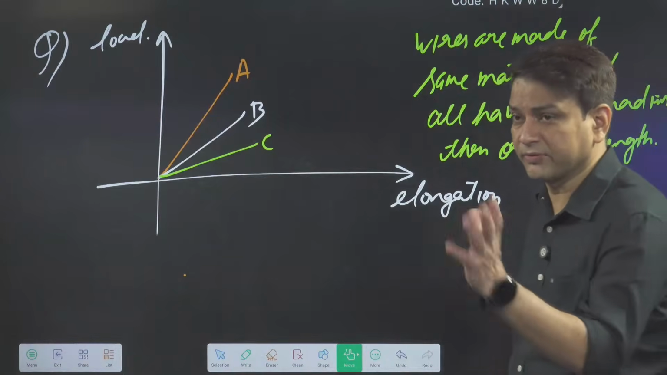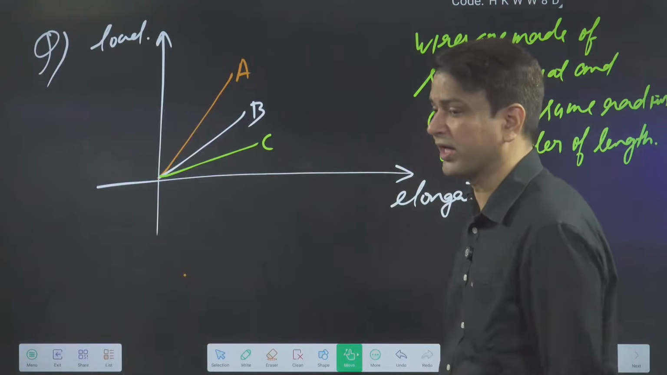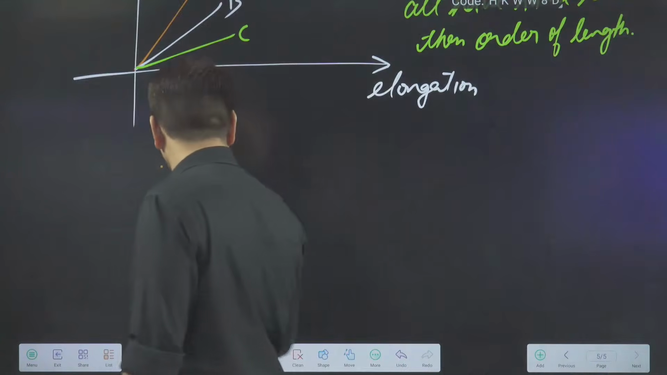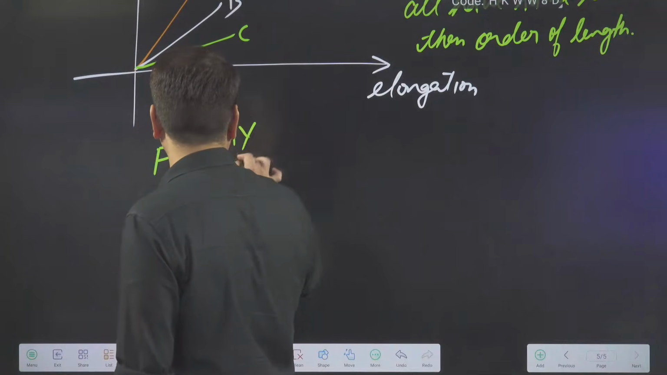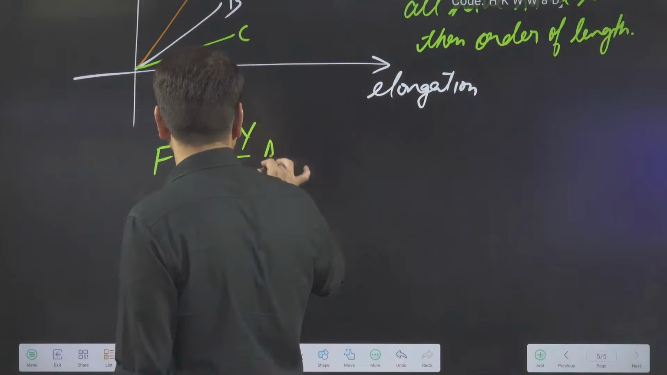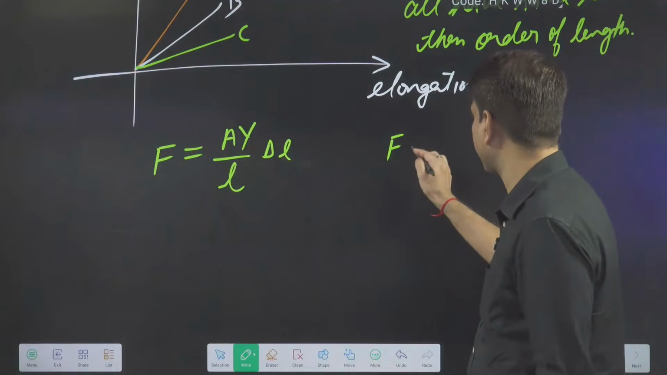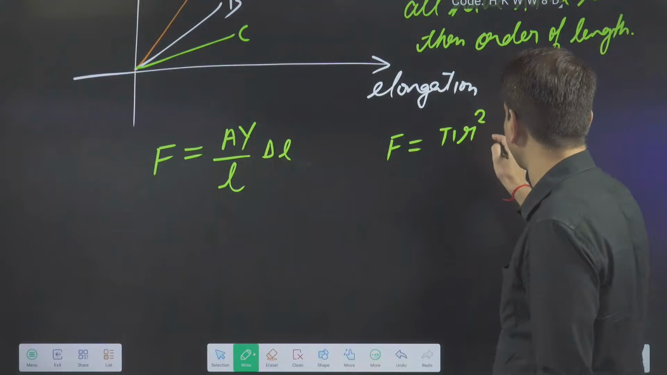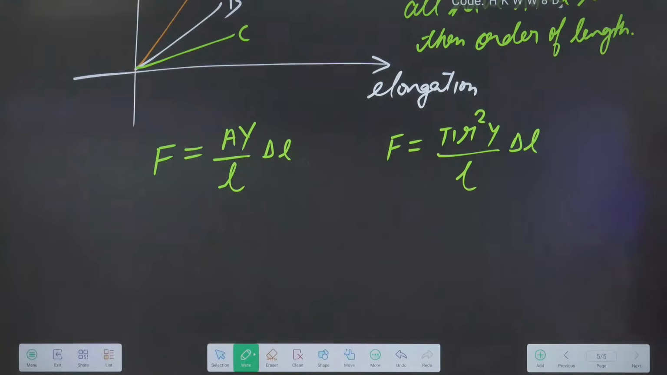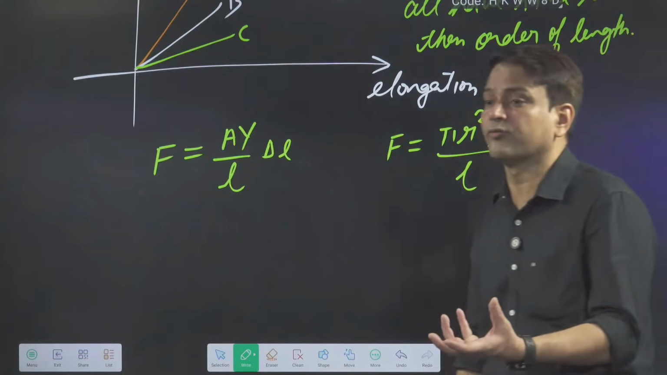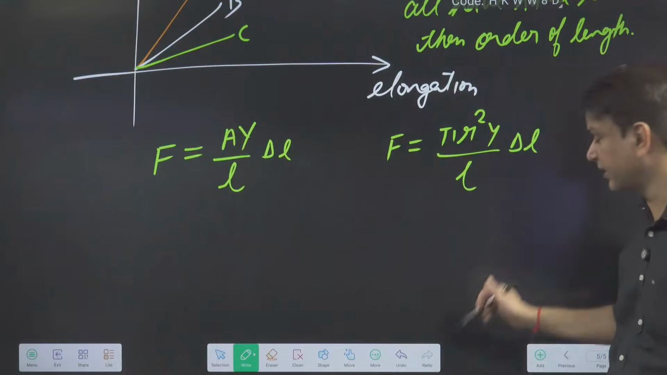Now here again we are getting the graph is a straight line, but what I plotted on Y axis is load and what I plotted on X axis is elongation. Then load means force. So force formula is what? F is equal to AY by L into delta L. This is a force formula. I'm using the radius, so area I can replace with pi r square. So F is equal to pi r square Y by L into delta L. Now load I am plotting on Y axis. Load means force, weight. Then force I can replace with y, delta L I can replace with x.